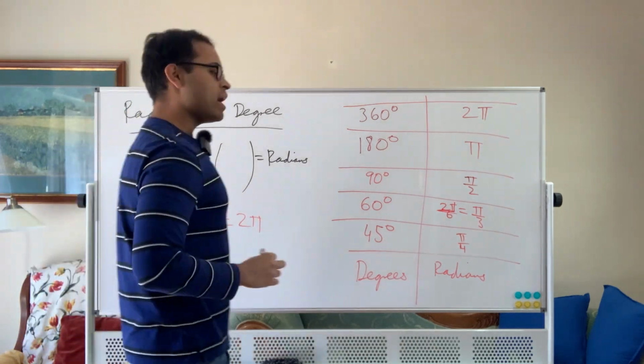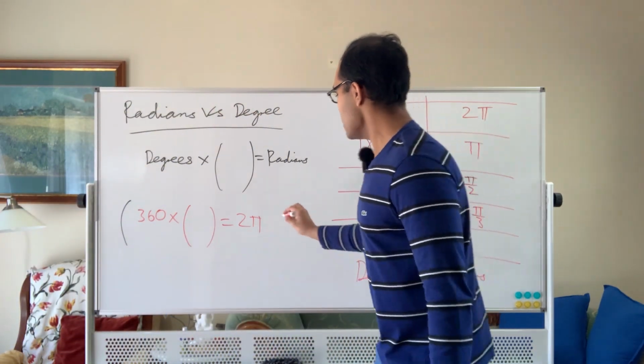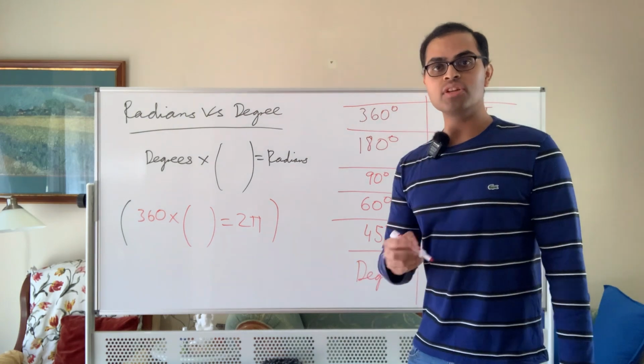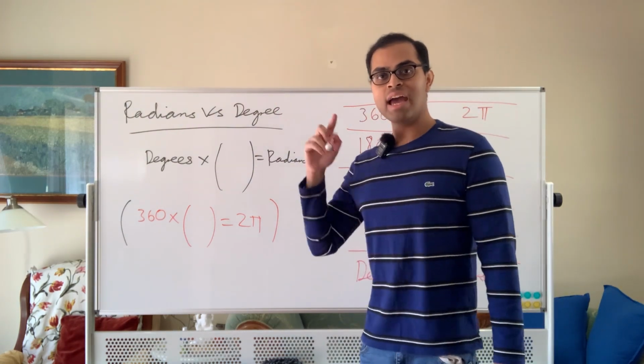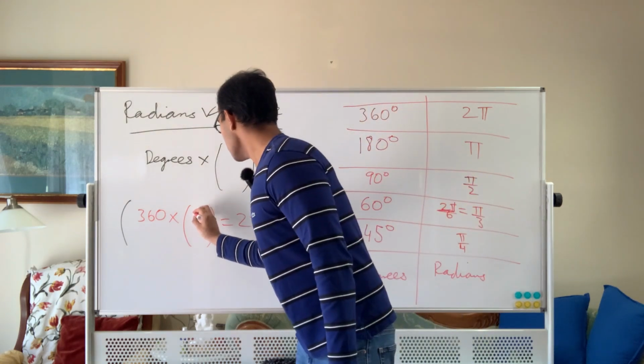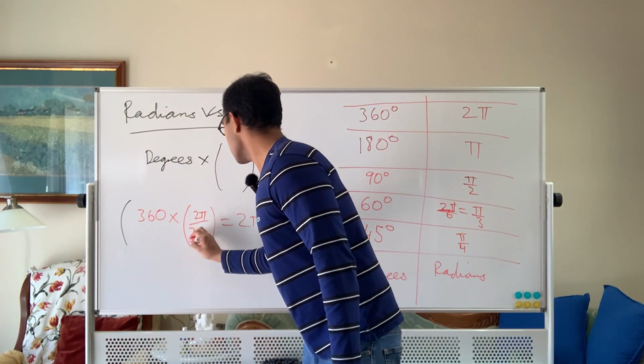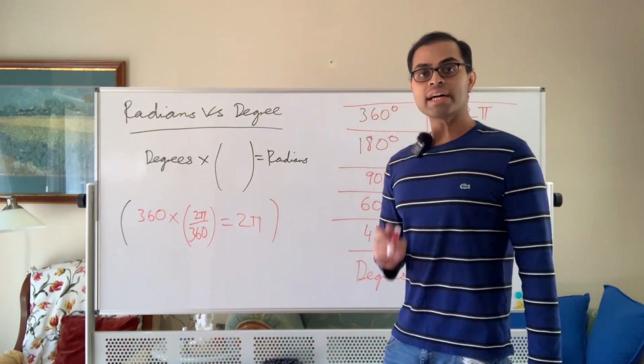So what do we have to multiply 360 by to get 2 pi? Well, we want to cancel off the 360 and multiply by the 2 pi, right? So divide by 360 to get 1, and then multiply by 2 pi. So it's going to be 2 pi divided by 360. That's all there is to it. That's going to be the constant.